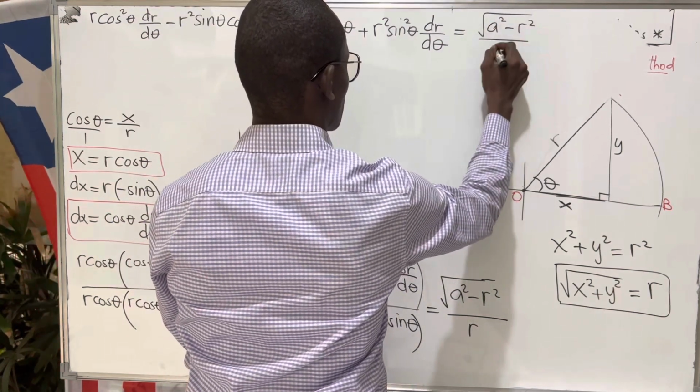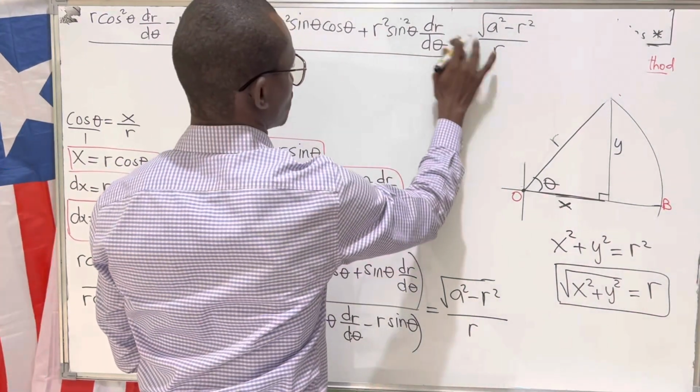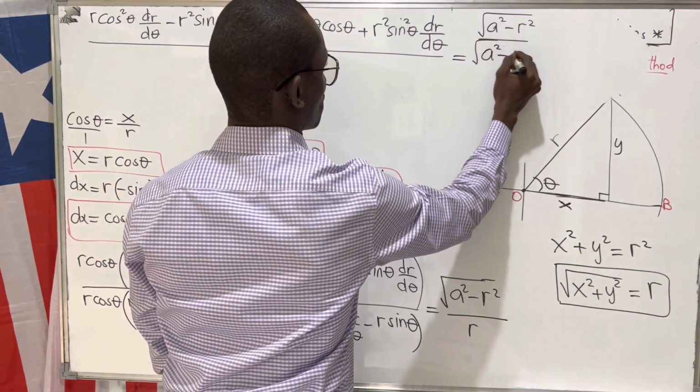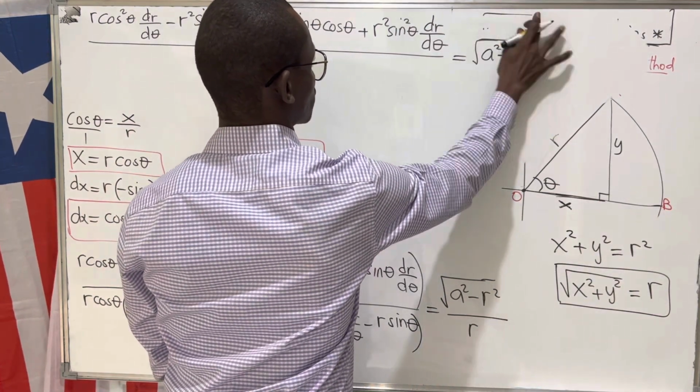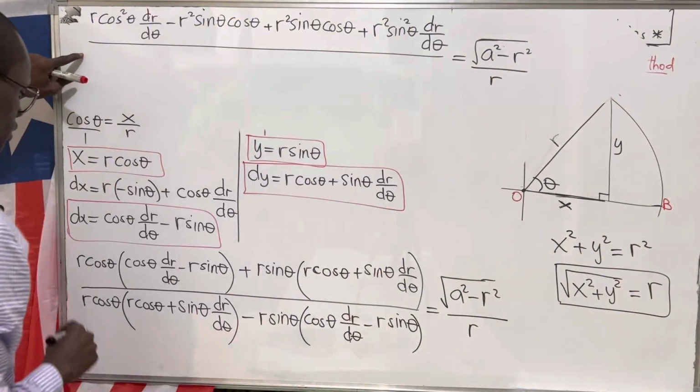So it's r squared sine squared theta dr over d theta equals the root of a squared minus r squared all over r divided by, okay, so we just want to bring this thing down. It would just be a squared minus r squared, all divided by r.